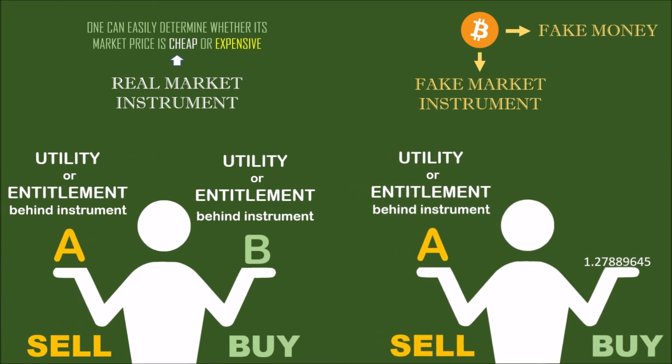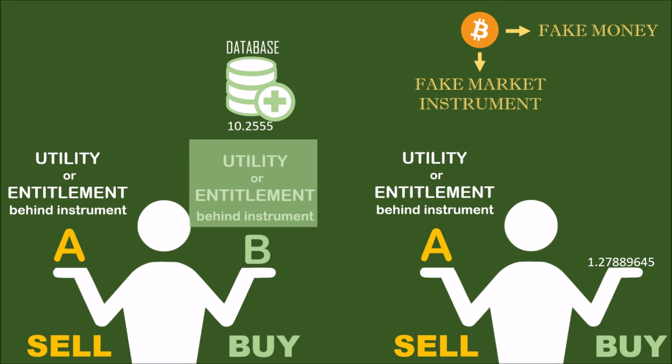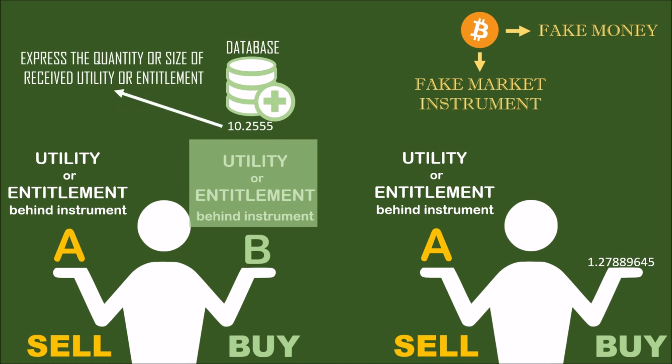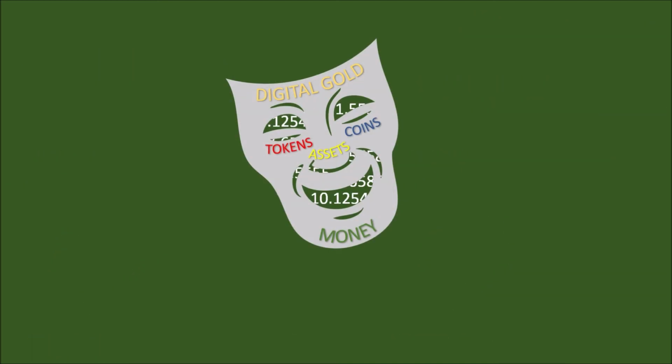When you buy a real market instrument, you become the holder of some utility or entitlement, and then, a number is inserted into a database in order to express the quantity or size of received utility or entitlement. However, when you buy Bitcoin, only a number is inserted into a database. That's all. In other words, this number expresses nothing but itself. So, Bitcoin is just a worthless number in a database that was smartly disguised as real money and market instrument in order to lure the public to purchase it.